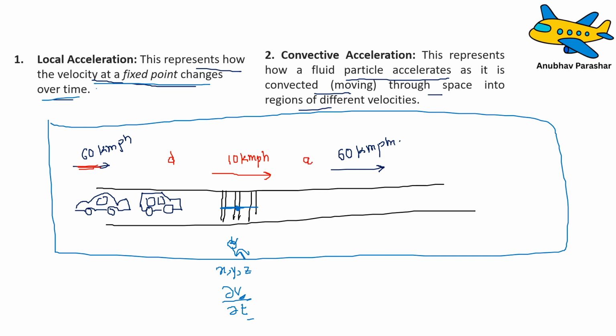So if you take the space as a whole, you'll see that with space, even if you take time as constant, the velocities were around 60 km per hour at point A, then changed to an average of around 10 km per hour at point B, then went again to 60 km per hour at point C. So you see that over space also there is some amount of acceleration. That is known as the convective acceleration.